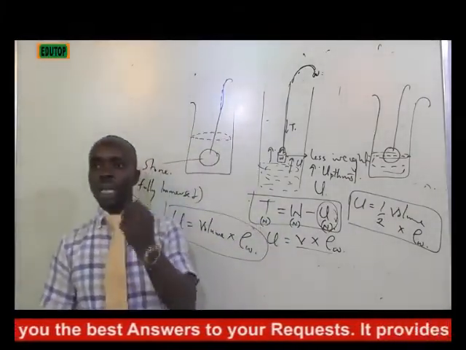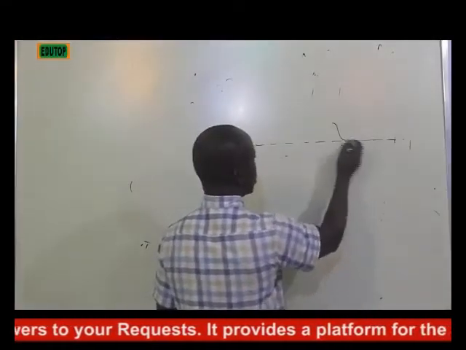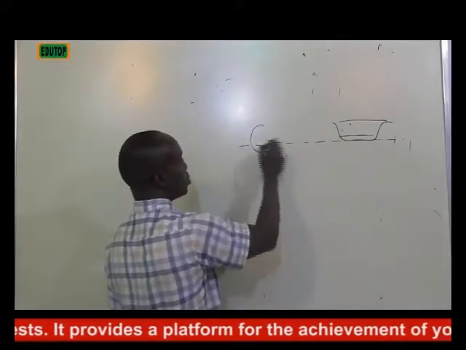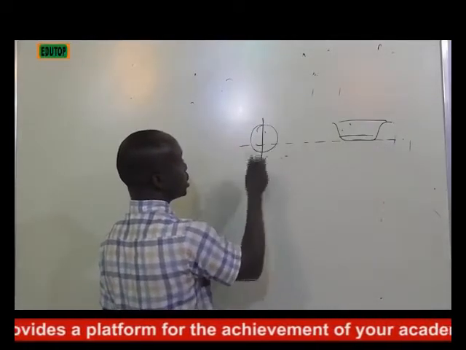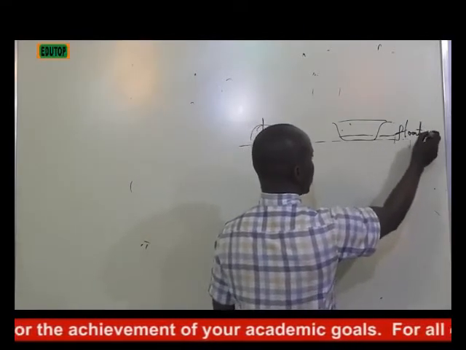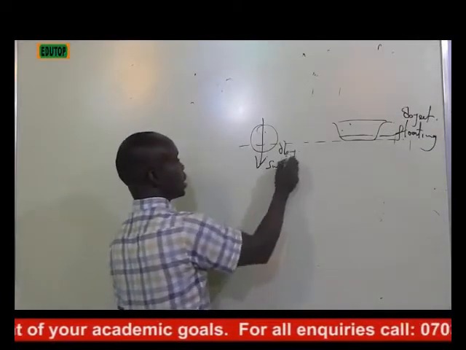So let's proceed. Let's look at flotation. Some objects can definitely float in water. You place them, they will just float. While some, immediately they get in, they will just sink. So this is float. This is an object that is floating. Now, this is an object that sinks.